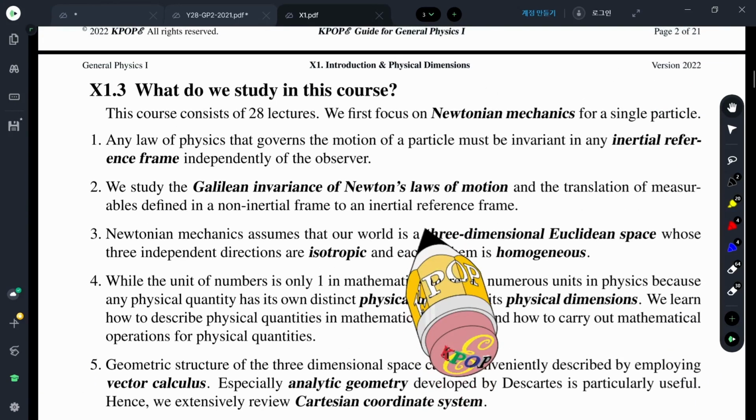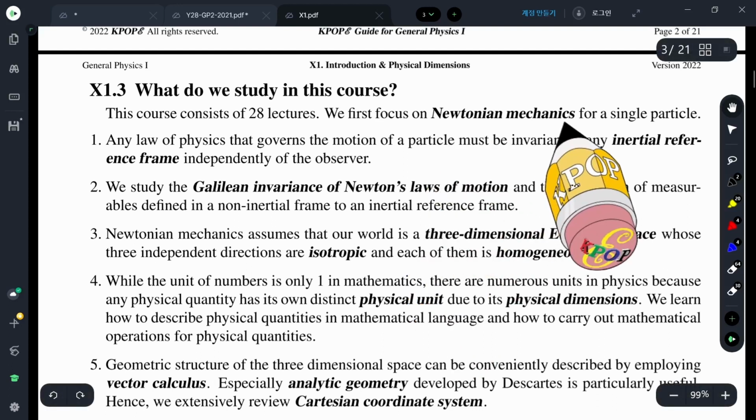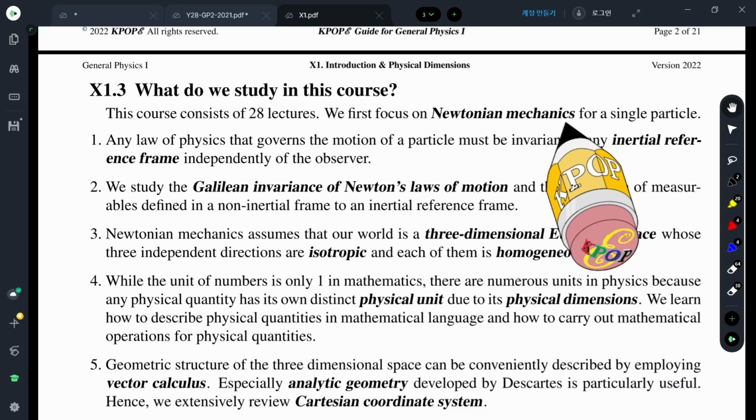What do we study in this course? This course consists of 28 lectures, and we focus this semester on what is called the X series. We first focus on Newtonian mechanics. In the next semester, called the Y series, we study electromagnetism and heat and wave, especially the electromagnetic wave that propagates in space.